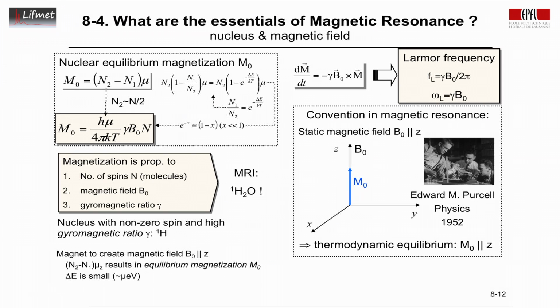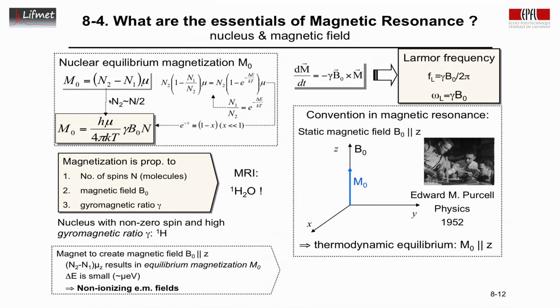Now, if we look at the energy difference here, the delta E, we find it is actually very small. If you calculate this, you'll find that this is on the order of micro electron volts. So there's one consequence: we are using non-ionizing electromagnetic fields for magnetic resonance. So that's good. That is different from the X-ray techniques.